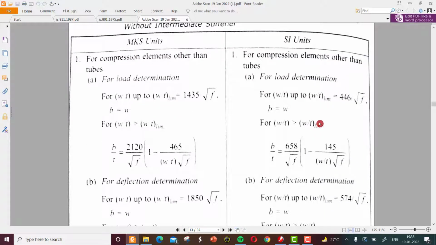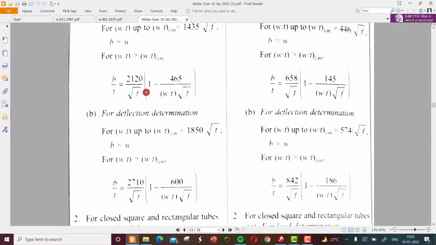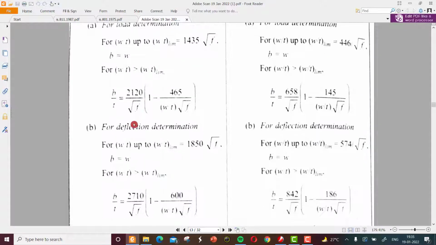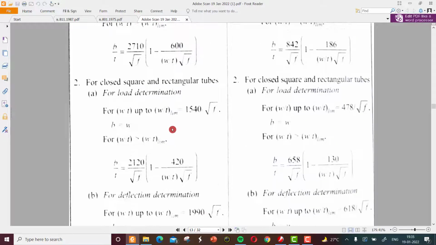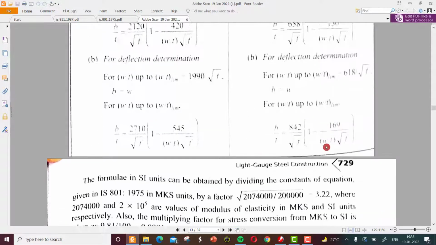So wherever in the textbook the problems are done using this equation, you have to use the left side equation, which is actually available in the code. So the load determination for the deflection has different values, and also for different sections different values. Corresponding SI values are given on the right side.